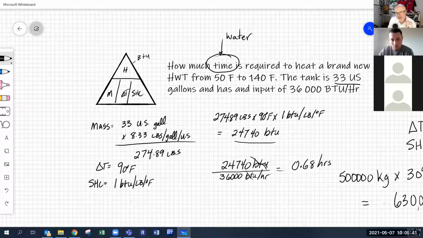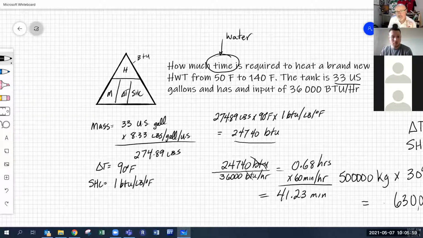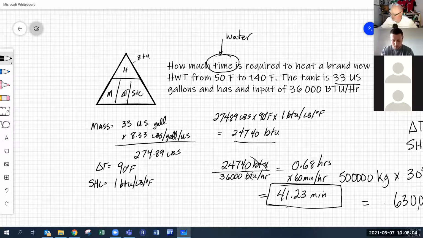I have 0.68 hours. If I multiply that by 60 minutes in an hour, that's 41.23 minutes for that tank to heat up. So you could say, Grandma, in 45 minutes, I can give you your bath, if you are that caretaker. So that's a real world application for sensible heat.